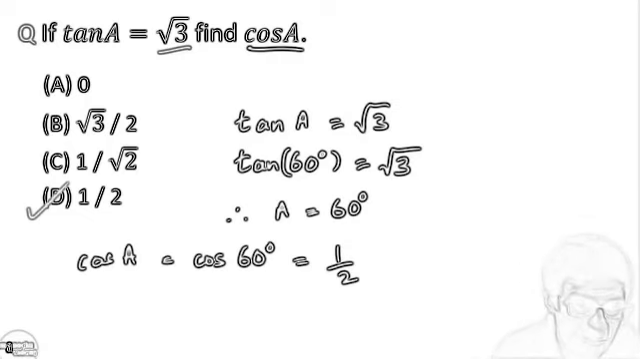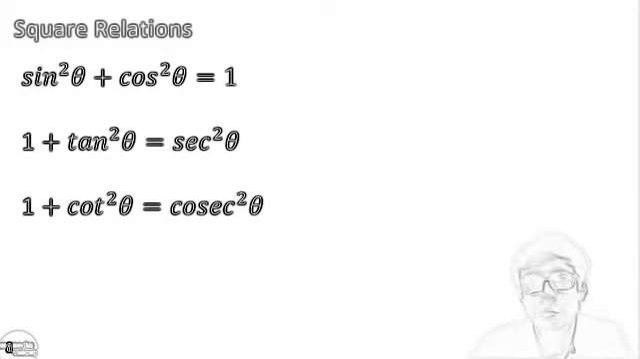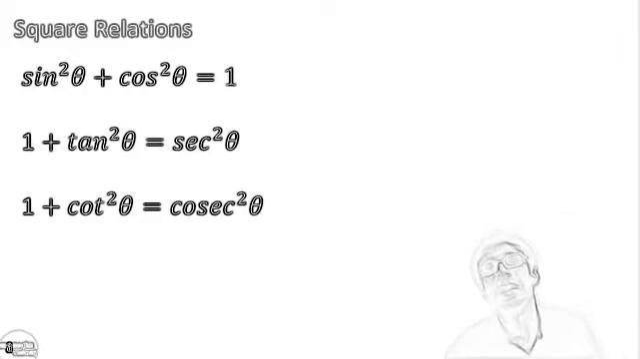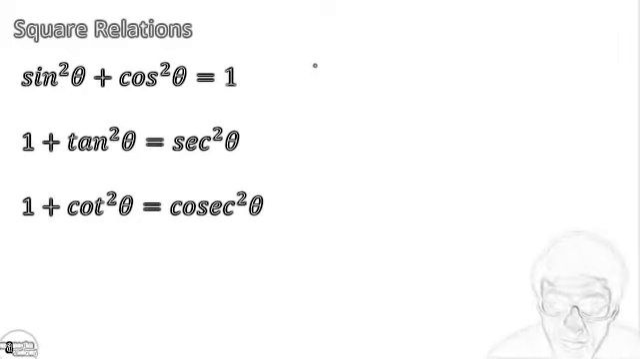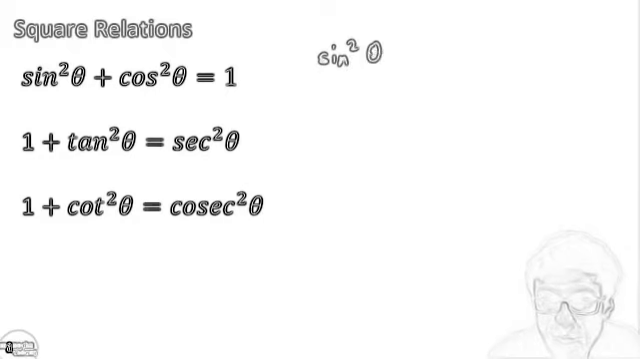And there are some square relations also. Trigonometry has some square relations. So you have sine square theta plus cos square theta is 1, right? What does this mean? I'll just give you a brief introduction, and maybe we can talk about these in more detail in the next class. But for you to know, if you see this in your book, what is sine square theta?